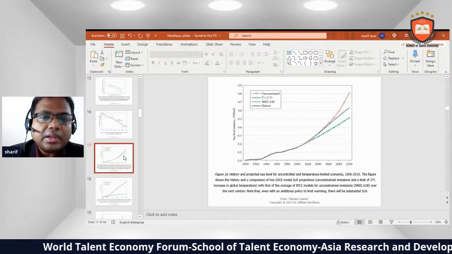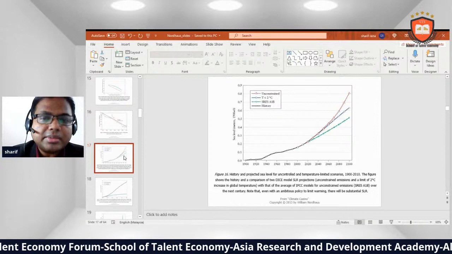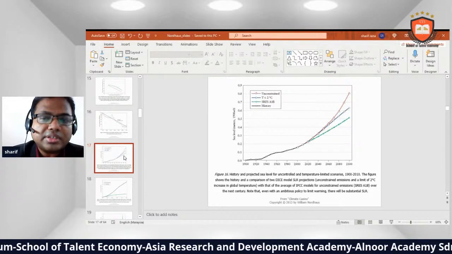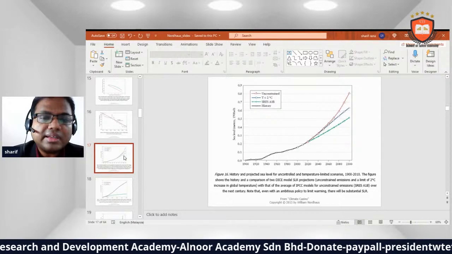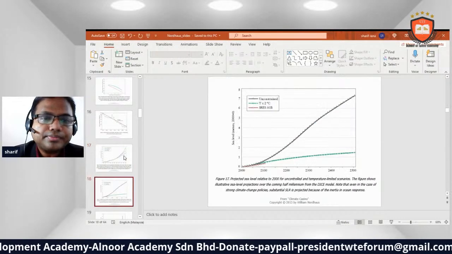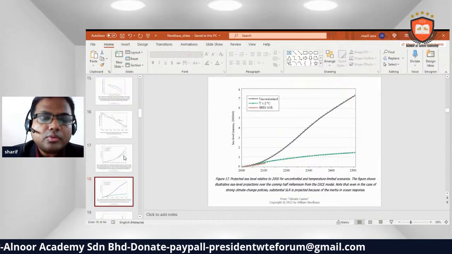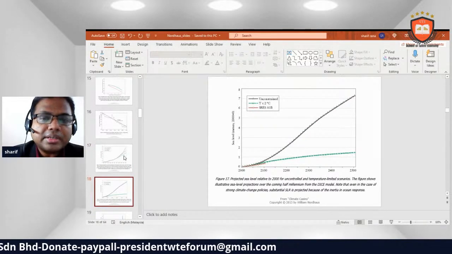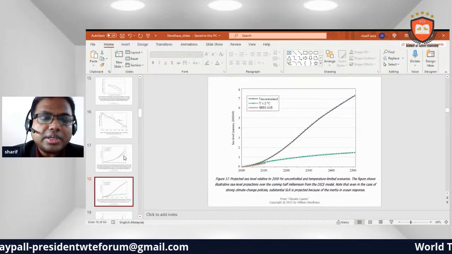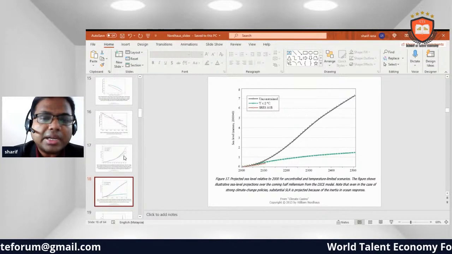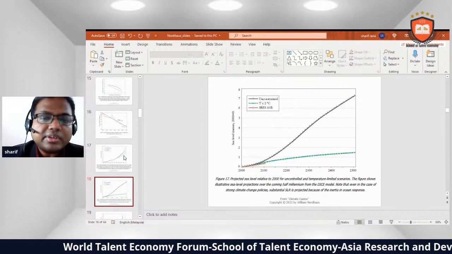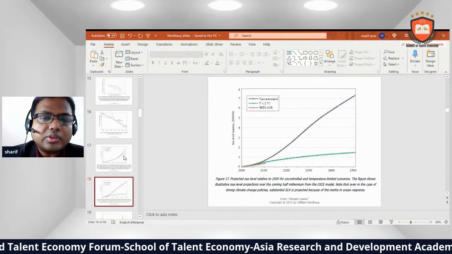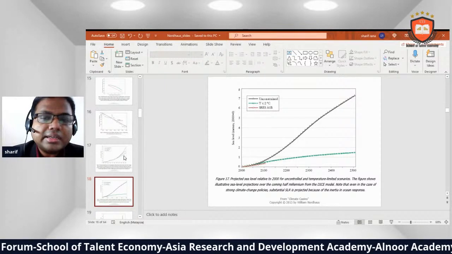History and projected sea level for uncontrolled and temperature-limited scenarios, 1900 to 2010. The figure shows the history and the comparison of the two DICE model sea level rise projections. Projected sea level relative to 2000 for the uncontrolled and temperature-limited scenarios. The figure shows the illustration of sea level projected over the coming half millennium from the DICE model. Note that even in the case of a strong climate change policy, substantial sea level rise is projected because of the inertia in the ocean response.